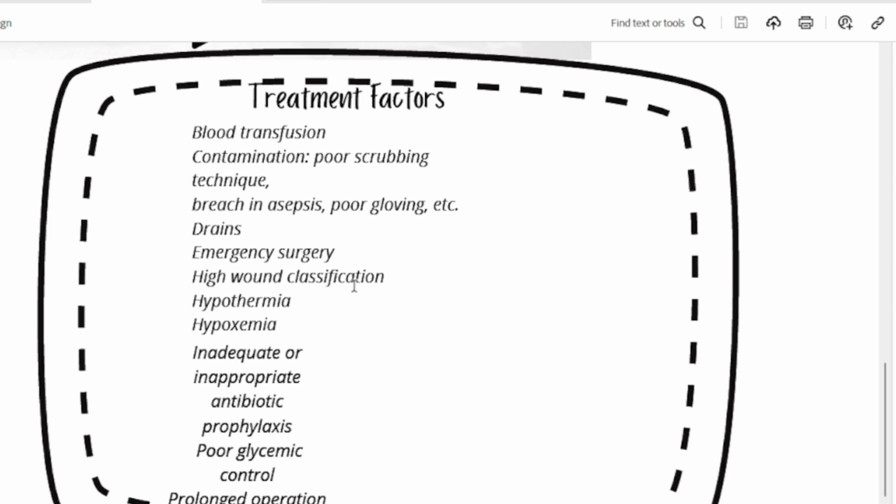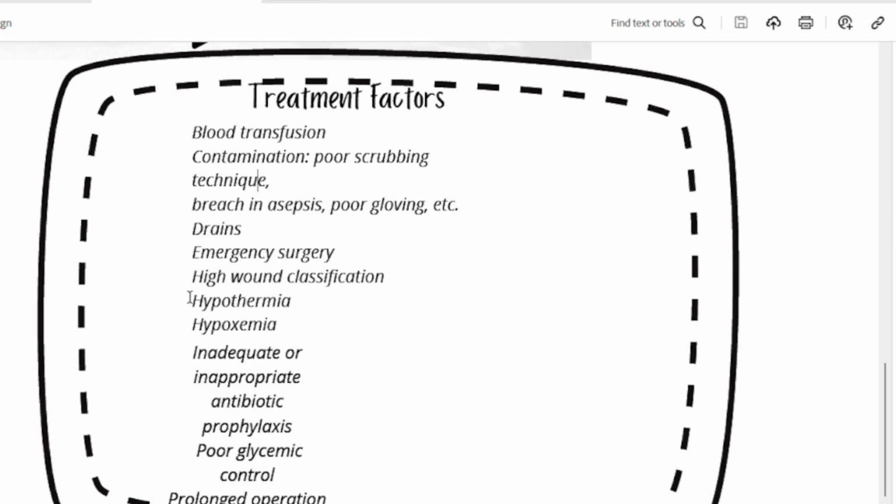To understand more about this surgical wound classification, I've made a whole other video on it, and I want you to go and look at it to gain an insight into the surgical wound classification. You should be watching this video preferably after that video. So high wound classification. Then we have hypothermia, hypoxemia.